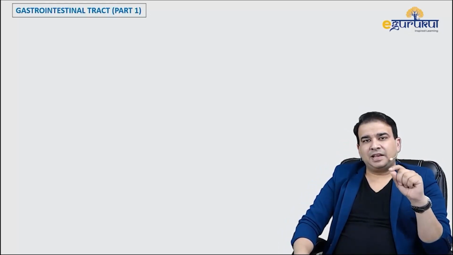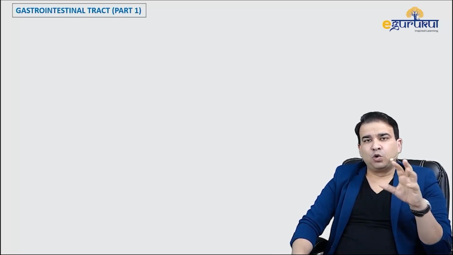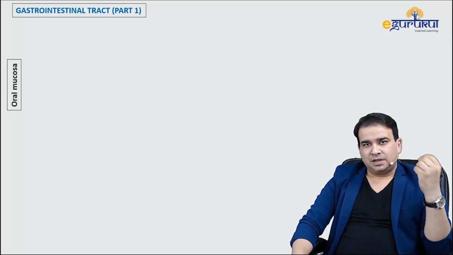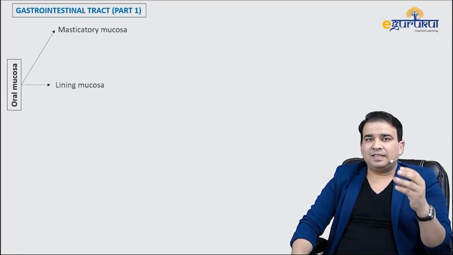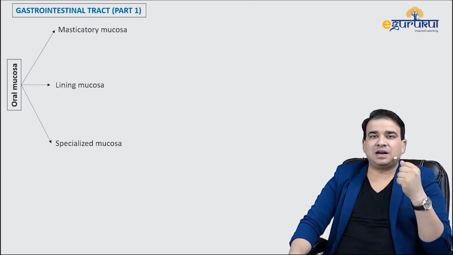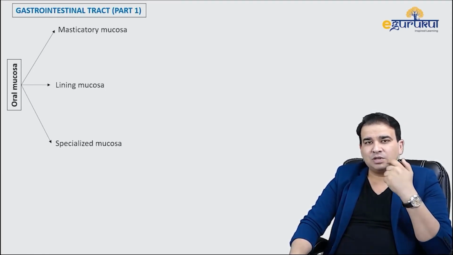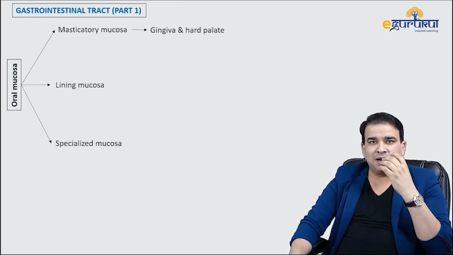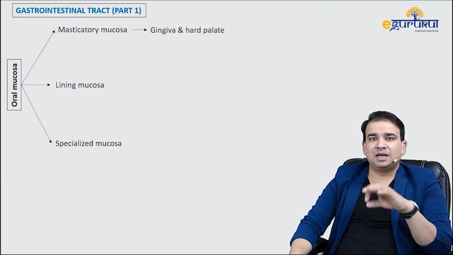We'll be discussing the lining epithelium of the GI tract in three parts. In part one, let us first start with the oral mucosa. Now, oral mucosa is basically of three types: the masticatory mucosa, the lining mucosa, and the specialized mucosa, which is about the specialized epithelium of the tongue. When you say masticatory mucosa, we are talking about the mucosa of the gingiva and the hard palate, and the type of epithelium present there is stratified squamous keratinized epithelium.